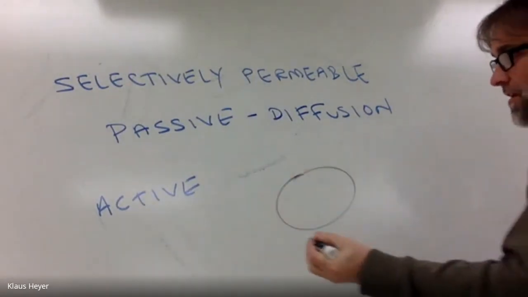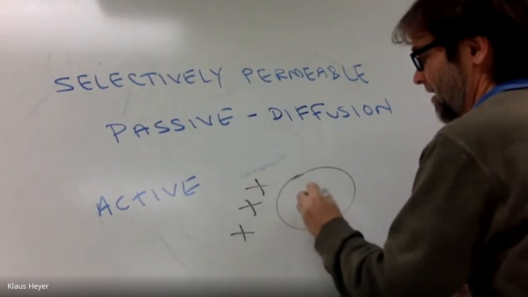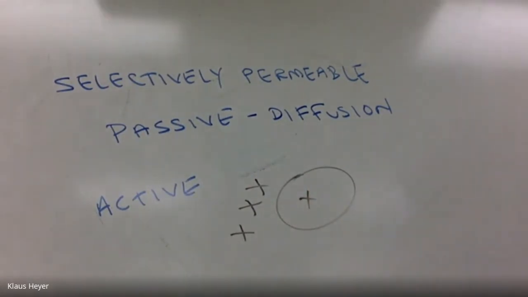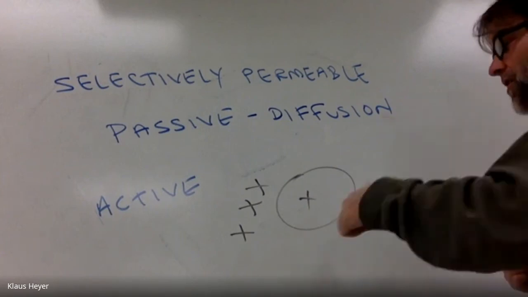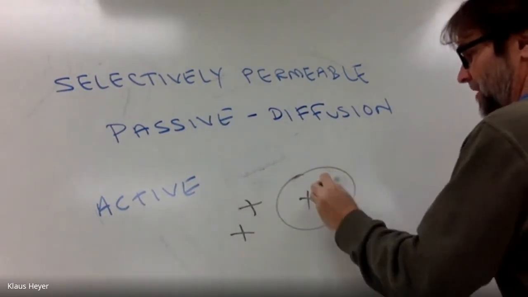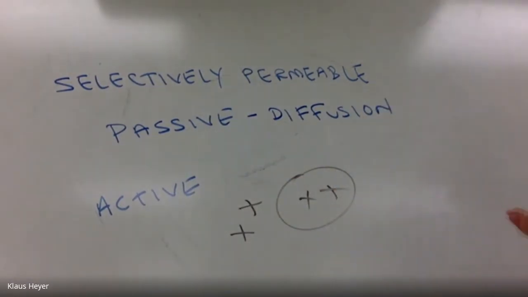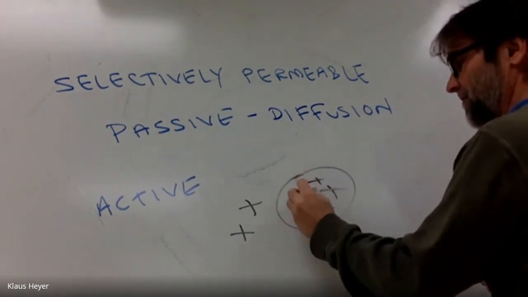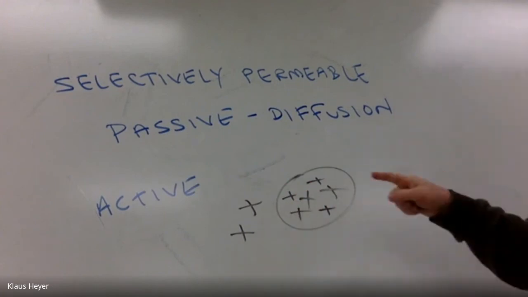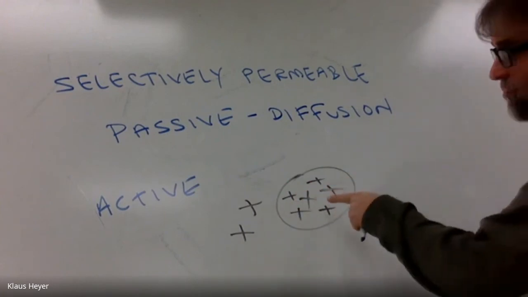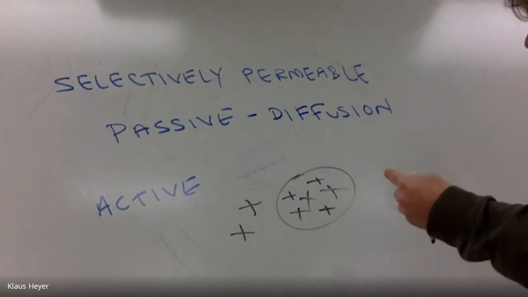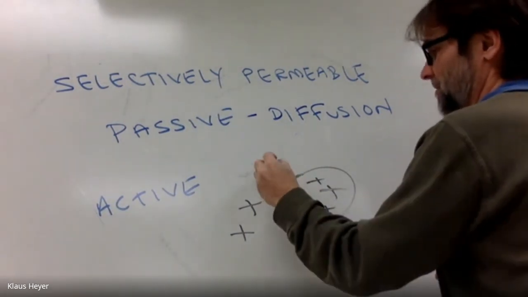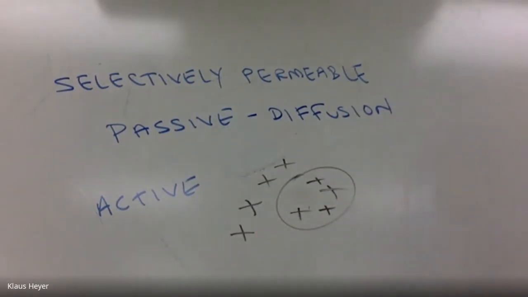Look, here's the cell, and I've got 3 X's outside of the cell. I've got 1 X inside of the cell. That means if we follow the rules of diffusion, 1 X is going to go into the cell until there are equal numbers. And then that's it. There's going to be no more movement. Or if I have that many X's in the cell, 2 of these X's are going to move out until they get equal numbers. And then you won't have any more movement. That's diffusion.